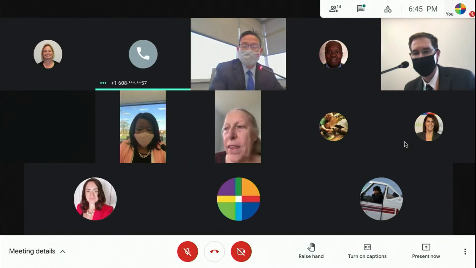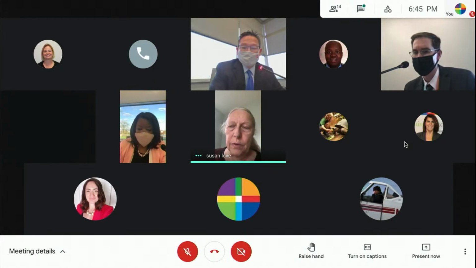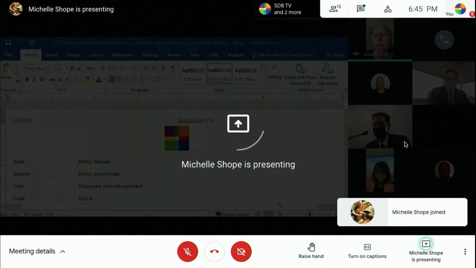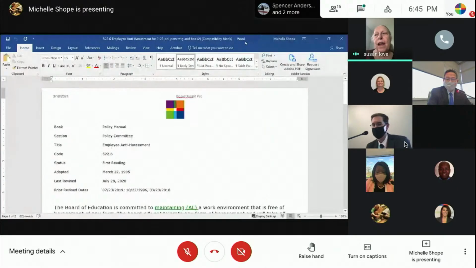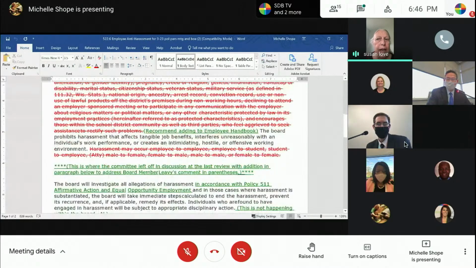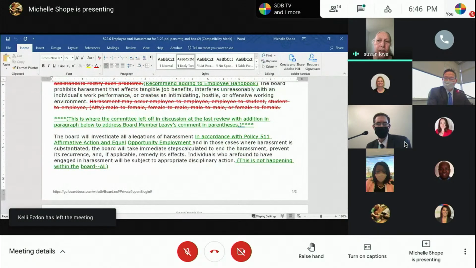Okay, we want the reference to the other policy because that's the policy that specifically sets out the steps for investigation, and so that's why that was added. I noticed that there's also the comment that this is not happening with the board. I'm not sure whether that's in reference to, we say the board will investigate. If that's a concern, it could certainly be modified to say all allegations of harassment will be investigated in accordance with this policy, and remove the intro phrase about the board will do that.